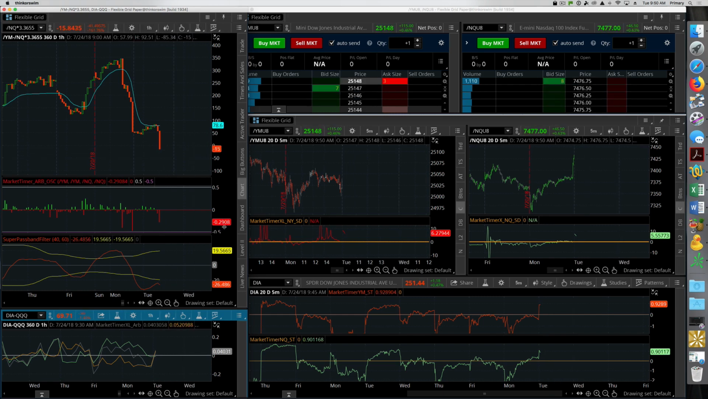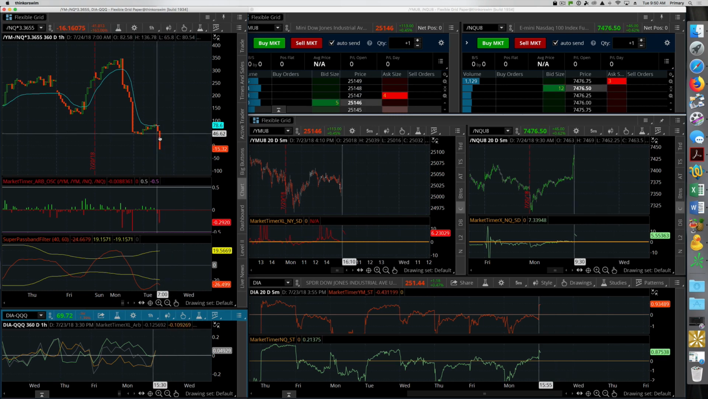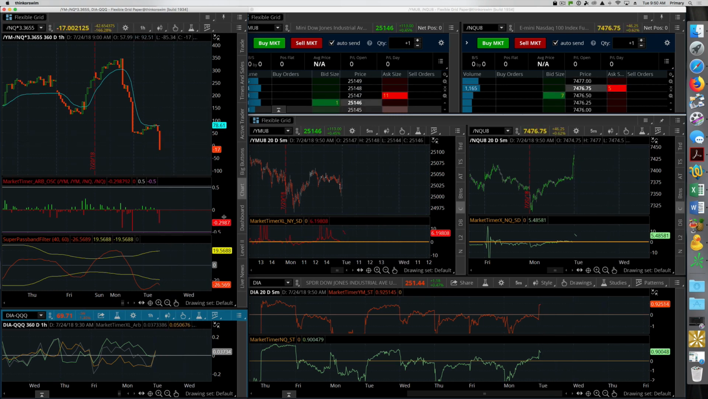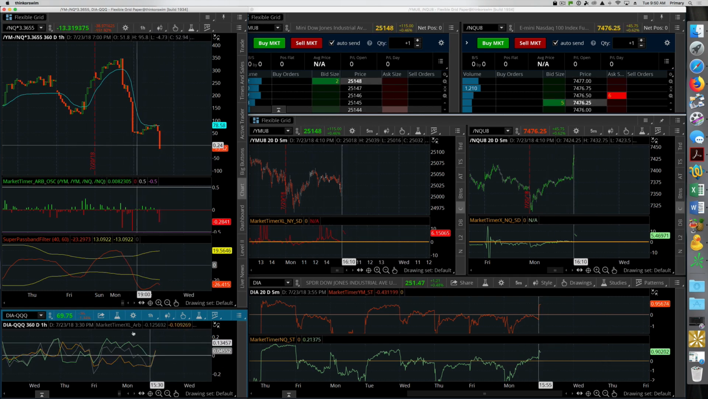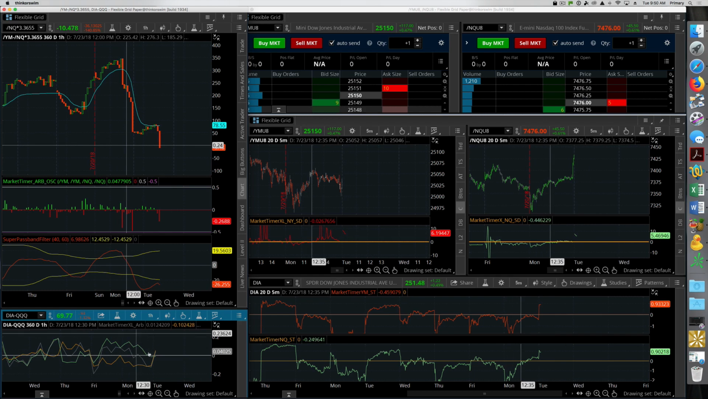It's currently down about 0.29, down 16 on the spread so far. As soon as I see the, this is the Market Timer XL arbitrage script.